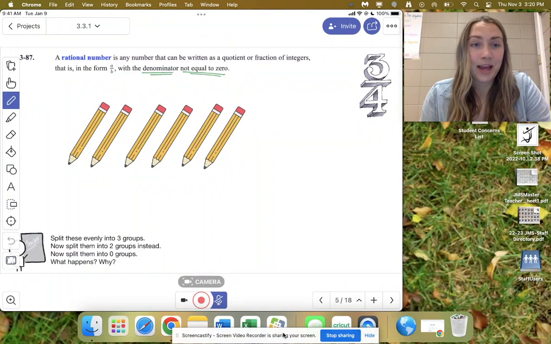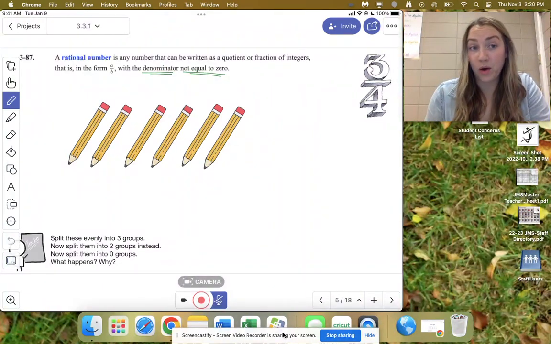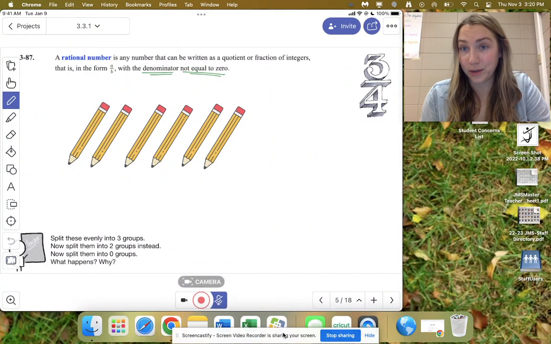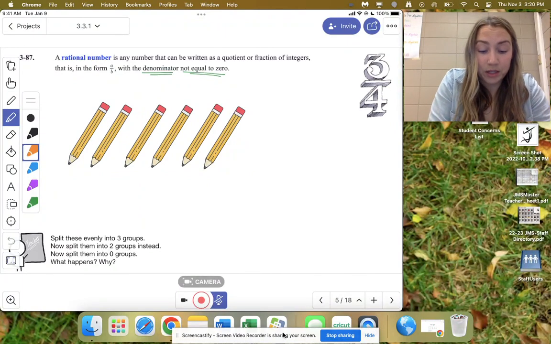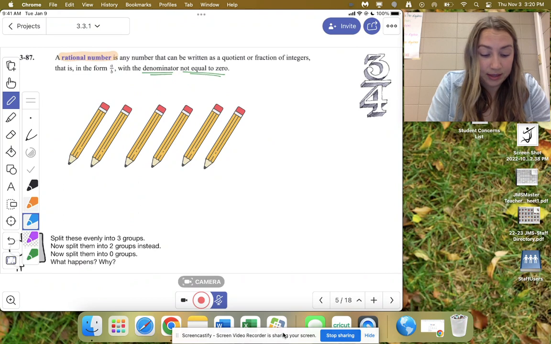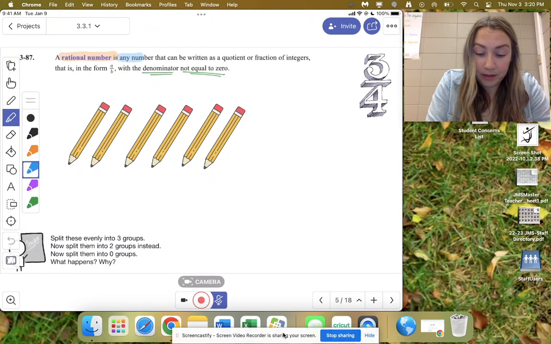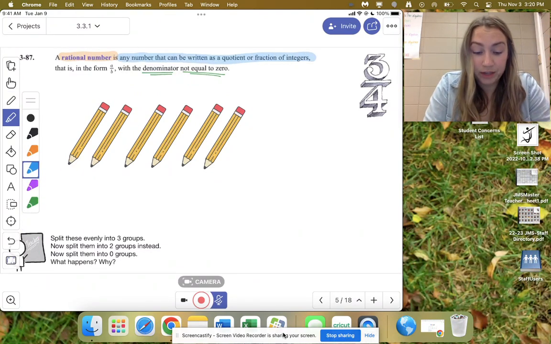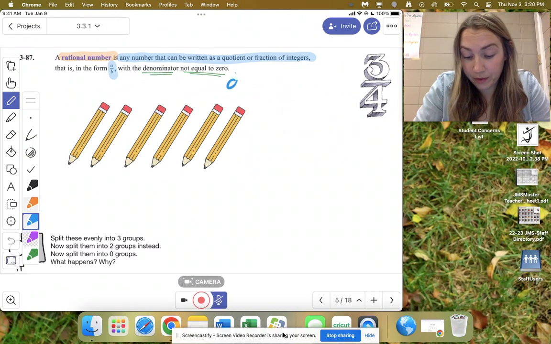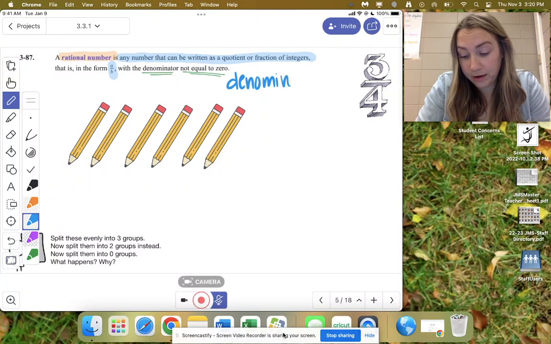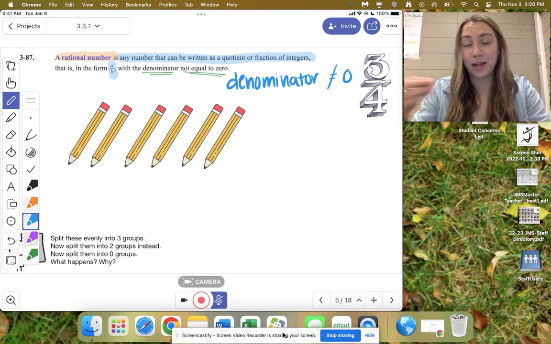Question 87. A rational number is any number that can be written as a quotient or fraction of integers, that is, in the form a over b, with the denominator not equal to 0. Please write that down in your notebooks. Rational number is a vocab word. So a rational number is any number that can be written as a quotient or fraction of integers, and you can just write a over b and then write next to it denominator does not equal 0, because we can't divide by 0, right?